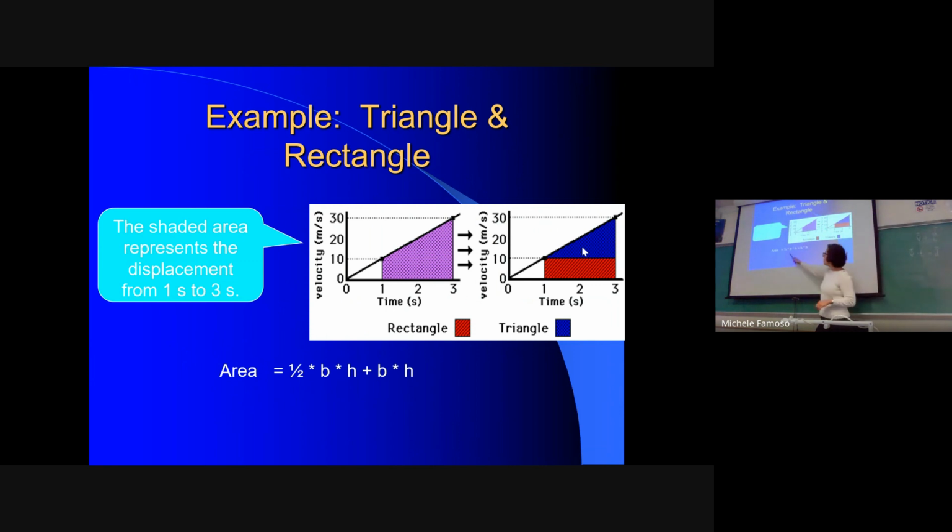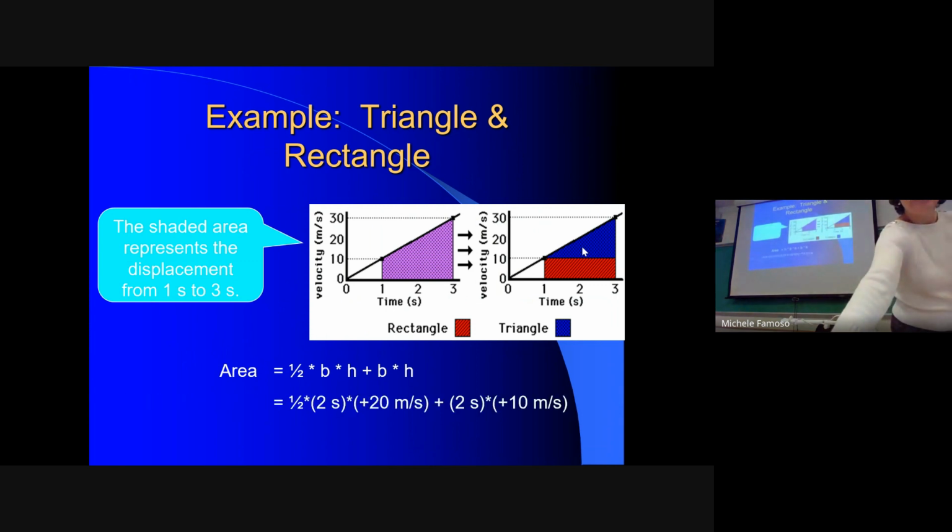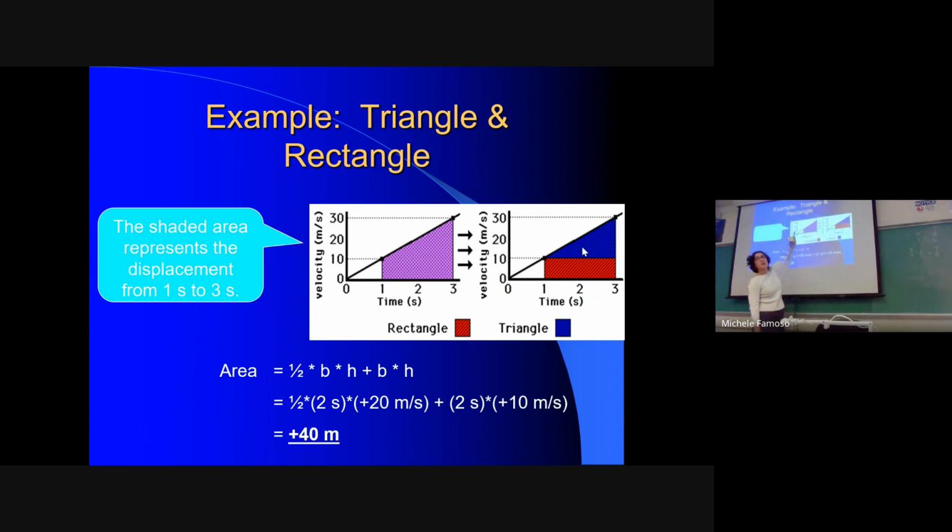So that shaded area would represent the displacement from 1 to 3 seconds. So I would start off by finding the area of the triangle. I'd add it to the area of the rectangle. And that would give me positive 40 meters. If I chose to do it this way, though, I would look first for the average velocity from 1 to 3 seconds. Notice at 1 second, the velocity is positive 10 meters per second. And at 3 seconds, the velocity is positive 30 meters per second.